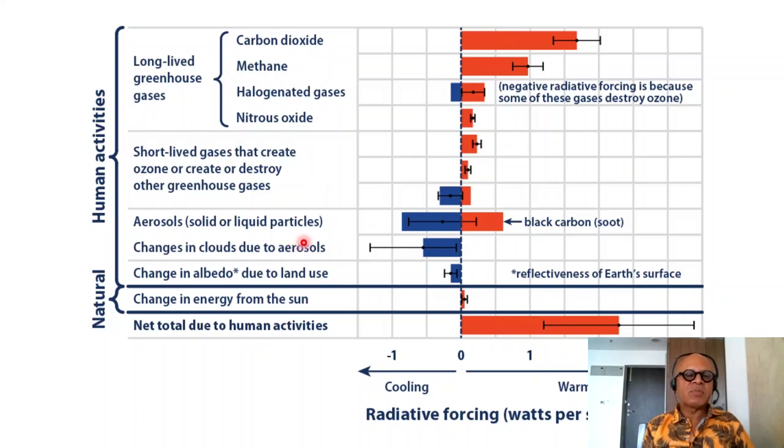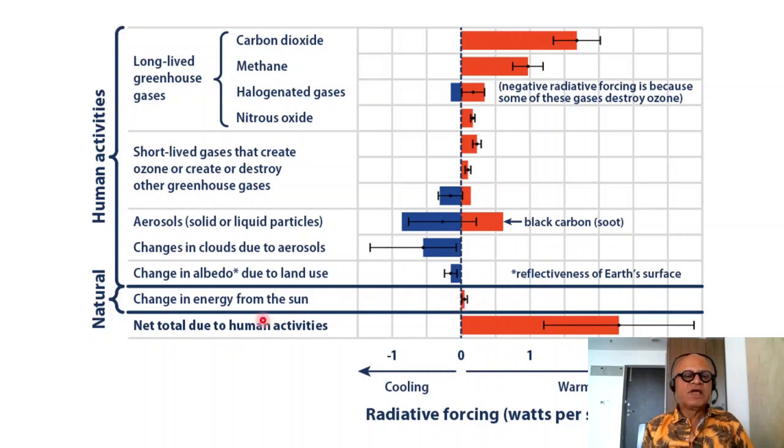Aerosols, solid or liquid particles, and changes in clouds due to aerosols. You can see that the uncertainty is high here. Black carbon is absorbing, so it produces a positive effect, but there are other aerosols like sulfate aerosols which can have a scattering and cooling effect. Changes in clouds, high uncertainty there, as you can see, but the best estimate we have is on the negative side. Change in albedo due to land use, so deforestation increases albedo, so that may be cooling a little.